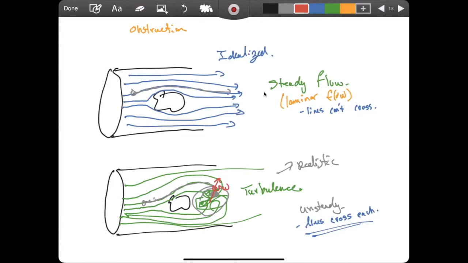And this is what we call rotational. So in this case, this guy is rotational, which means that again, the object rotates about its own axis. As opposed to the idealized, where this guy's just going to move through, so there is no rotation about its own axis. So this is what's called irrotational, meaning that there is no rotation about its own axis.